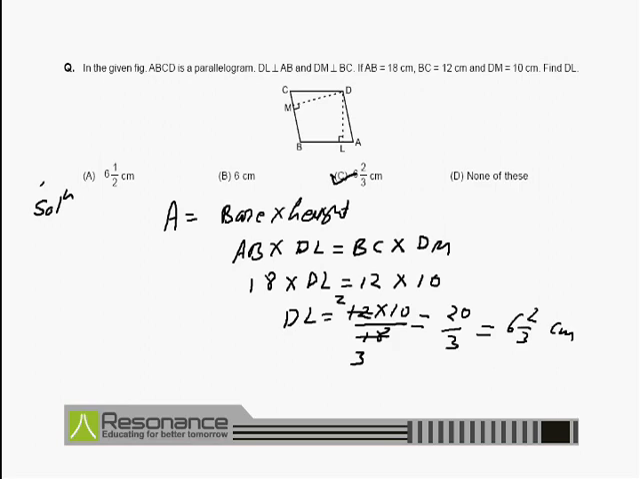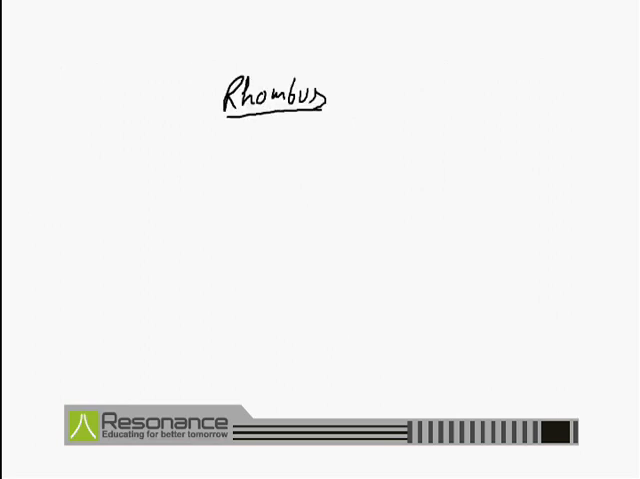Now we move to the next. A rhombus is basically a parallelogram in which all sides are of equal length. Let's say there is a rhombus ABCD in which all sides are equal, that is AB equals BC equals CD equals DA. All sides are of equal length, let's say A.